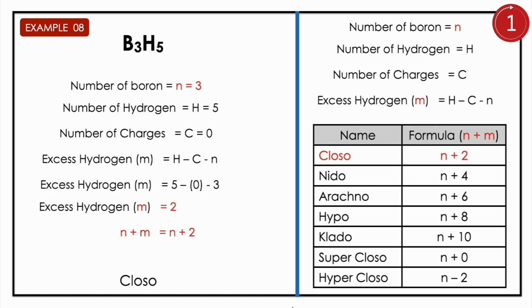Excess of hydrogen is H minus C minus N. H is 5, charge is 0, N is 3. If you substitute it, you have M equals 2. It is an N plus 2 system. According to the table, N plus 2 means it has a Closo structure. So according to Wade's rule, B3H5 has a Closo structure.